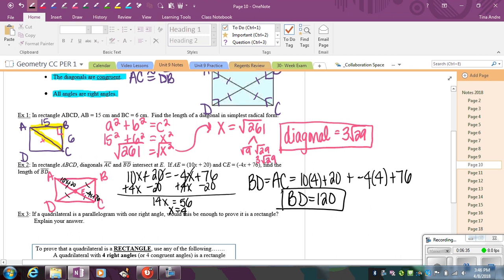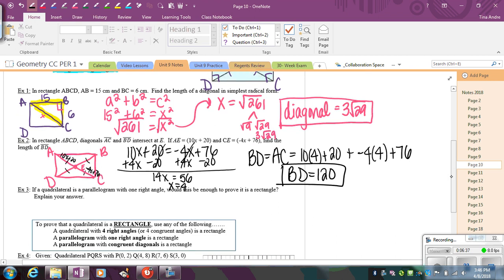So the last algebraic question here, well, this isn't actually an algebraic question, but the last thing we're going to look at is coordinate proofs. So in order to look at coordinate proofs, this example is saying, if a quadrilateral is a parallelogram with one right angle, is this enough to prove it's a rectangle? So let's think about that. If we have a parallelogram, so opposite sides congruent, opposite sides parallel, with one right angle, so let's say here's my one right angle, and these are my two sides of my parallelogram.